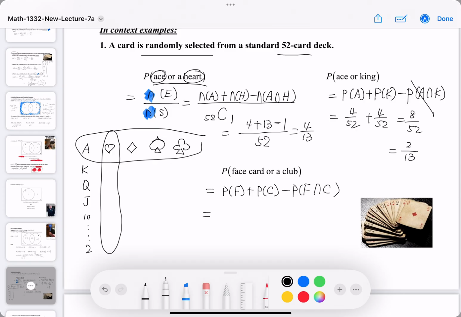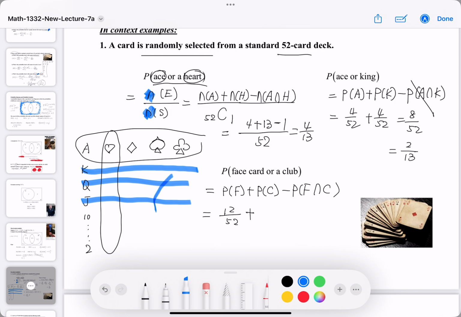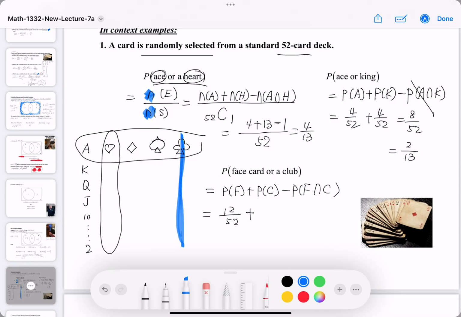So P of F, the card is a face. How many face cards do we have? King, queen, and jack, they are all face cards. So we are going to have 12 face cards divided by 52. And then plus probability of a club. How many clubs do we have? We have 13 clubs. So we put 13 over 52.